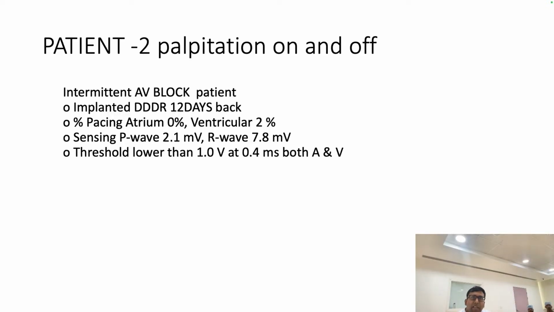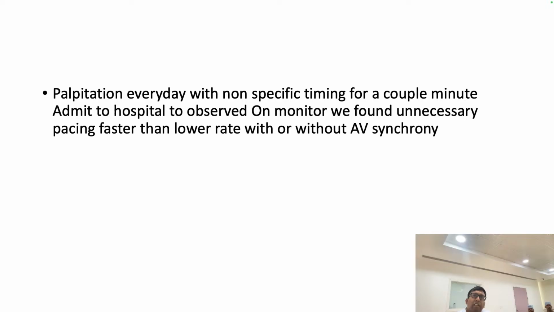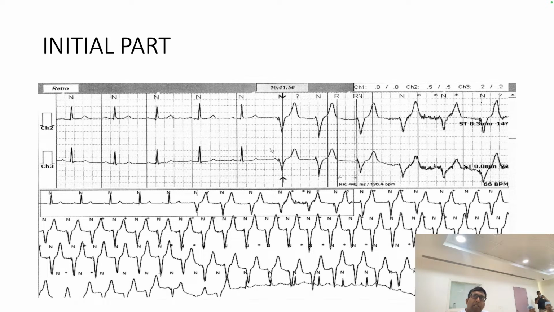Okay, this is the information. The main complaint is palpitation every day with no specific timing, lasting a couple of minutes. Admitted to the hospital, observed on monitor, and we found it was unnecessarily pacing faster than the lower rate, with and without AV synchrony. And these are the things.